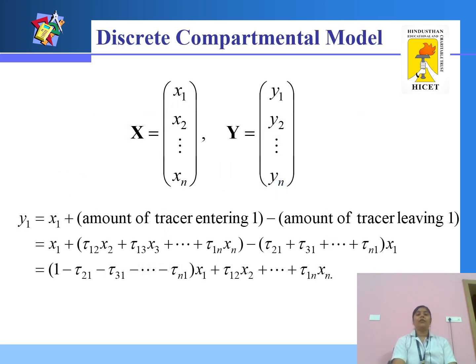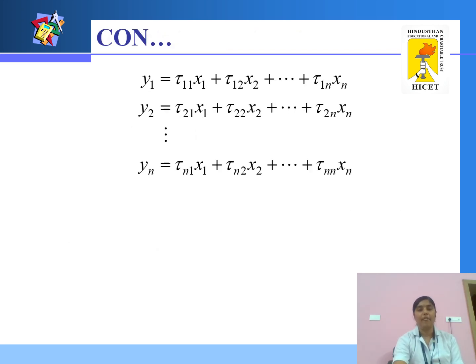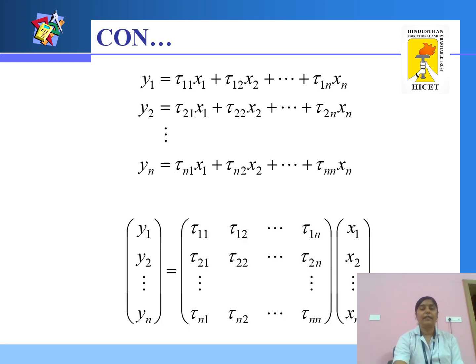Next, X is the column matrix represented by x1, x2, etc., xn, and Y is represented by the column matrix y1, y2, etc., yn. So y1 equals x1 plus amount of tracer entering 1 minus amount of tracer leaving 1. That is, 1 minus tau 21 minus tau 31 minus etc. tau n1 into x1, plus tau 12 x2 plus etc. plus tau 1n xn. So y1 is tau 11 x1 plus tau 12 x2 plus etc. plus tau 1n xn, etc. yn is equal to tau n1 x1 plus tau n2 x2 plus etc. plus tau nn xn.